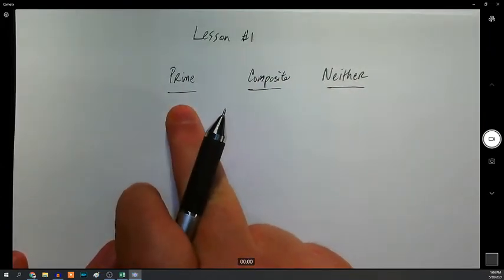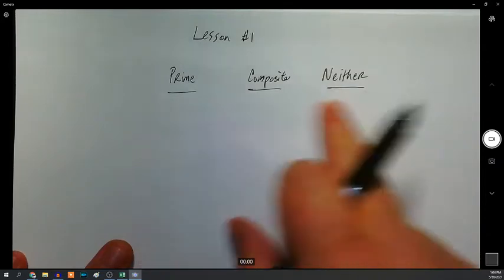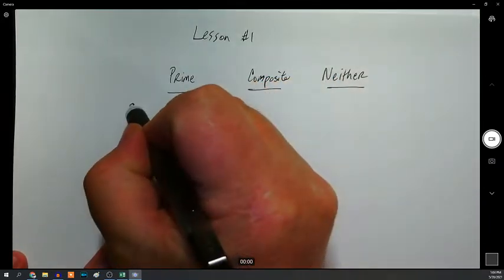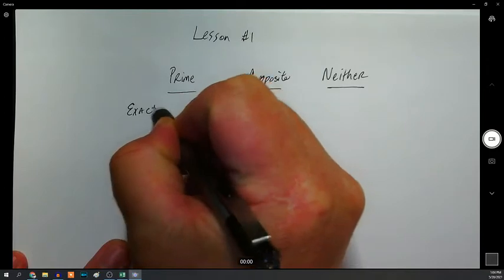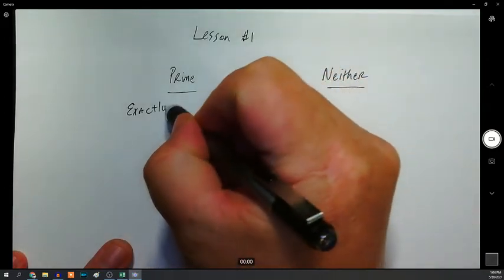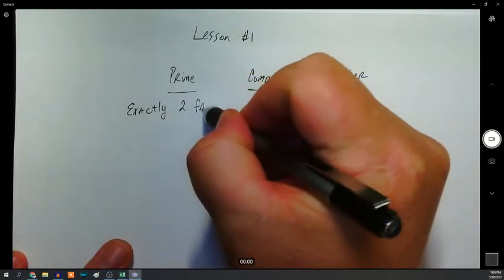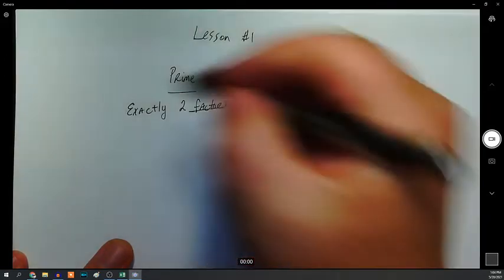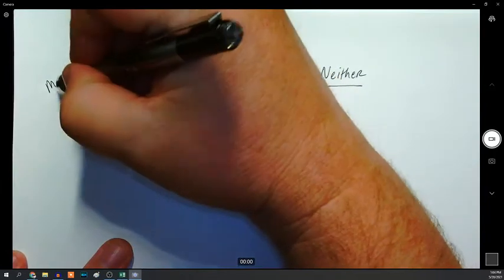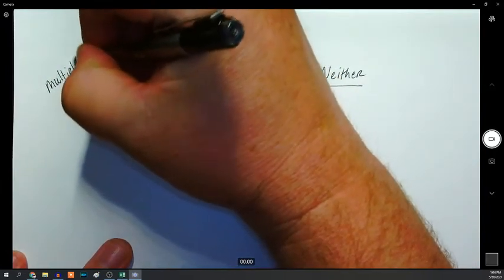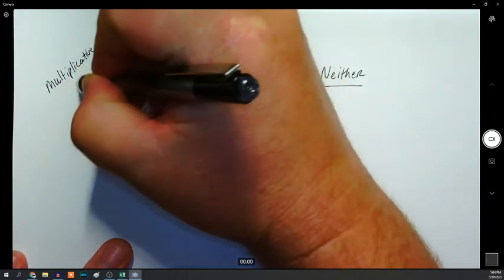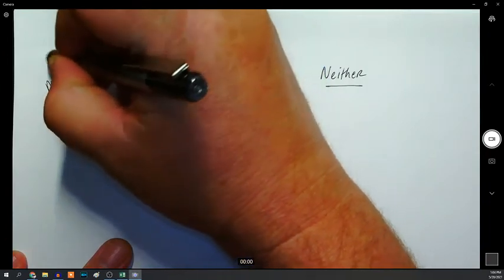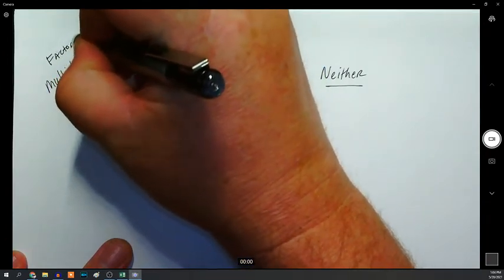So here's what we're talking about: prime numbers, composite numbers, and neither. You're probably familiar with these, but just to make sure, a prime number has exactly two factors. Now, in case you forgot, factors are, I'll write it over here, multiplicative parts. So things that multiply together to make another number.